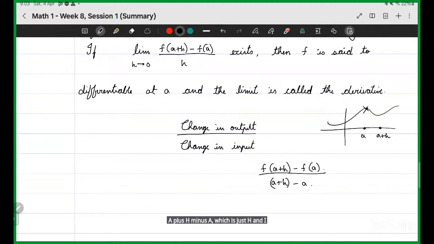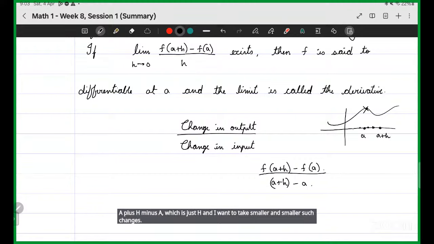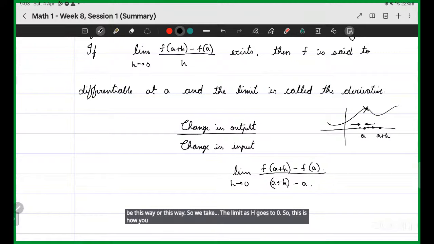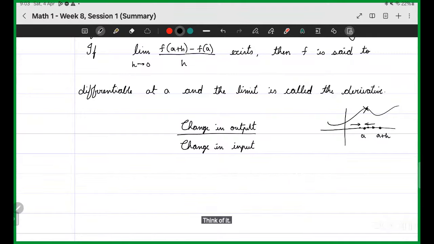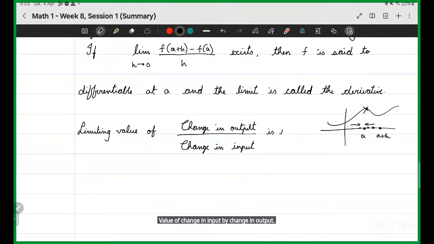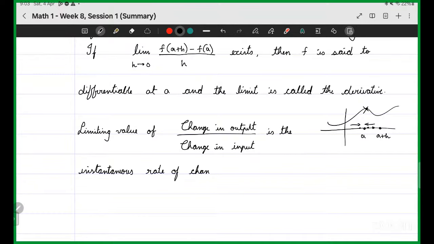And I want to take smaller and smaller such changes. It could be on this side also, it could be this way or this way. So we take the limit as h goes to 0. So this is how you need to think of it. And so the limiting value of change in output by change in input is the instantaneous rate of change. Does this make sense?